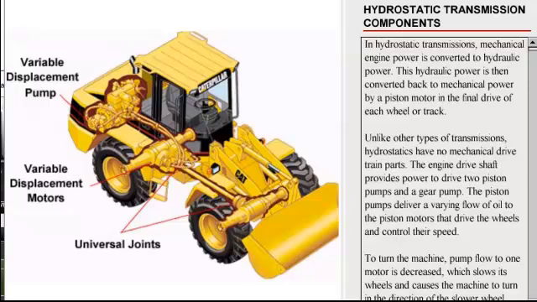The piston pumps deliver a varying flow of oil to the piston motors that drive the wheels and control their speed. To turn the machine, pump flow to one motor is decreased, which slows its wheels and causes the machine to turn in the direction of the slower wheel. These pumps and motors are bidirectional to allow travel in both directions. The gear pump supplies oil needed to operate the system and dissipate heat.